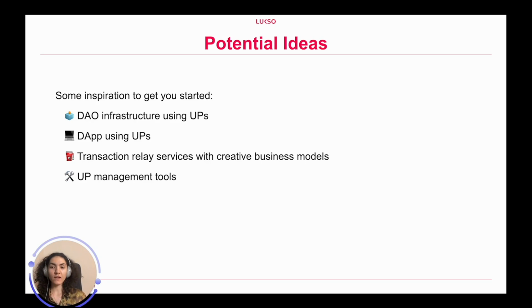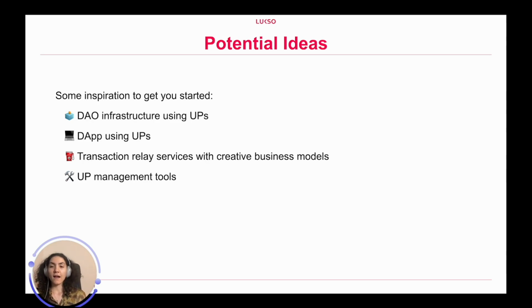The first category is DAO infrastructure using Universal Profiles. So basically, if you replace the key manager by a DAO voting mechanism, then you can achieve the functionality of a DAO using Universal Profiles. So your Universal Profiles will be controlled by a DAO mechanism and not a single individual. And I think this is super powerful.